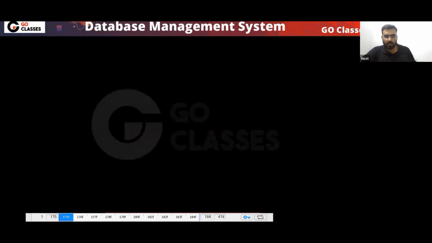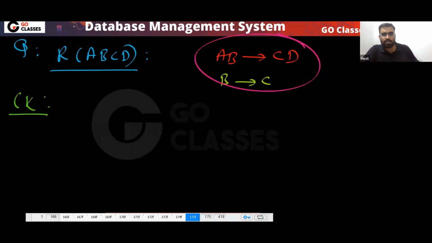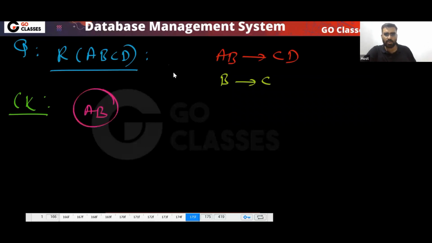Okay, let's move on. Let's see this question. Now tell me, is this relation R in 2NF? First you find the candidate keys. You can notice AB is not on the RHS. This is the only candidate key. Correct?